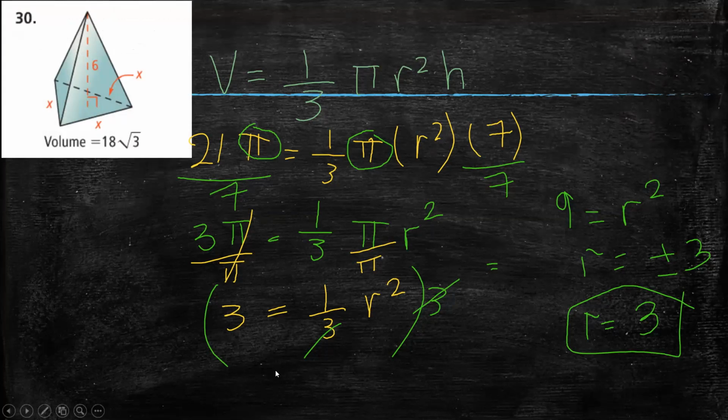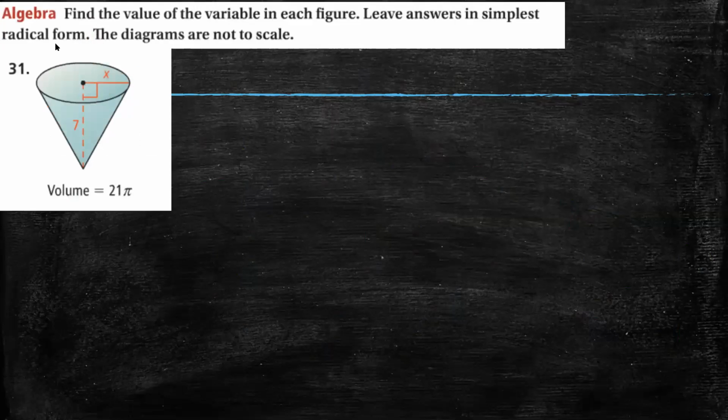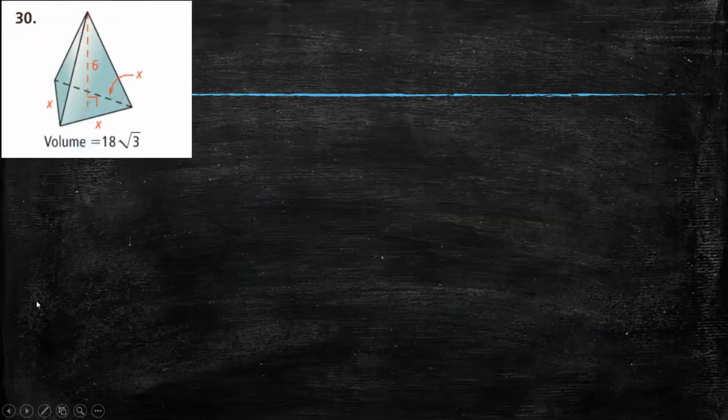Now here we have this pyramid. The same question. We have the height, we have the volume, and we need to find the length of the edge. They told me that the base is an equilateral triangle, so all the sides will be equal: x, x, x. So here, find the value of the variable in each figure. I have to find x now.